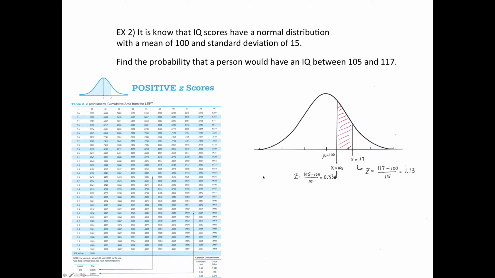So now look up a 0.33. That's a 6293. And then subtract the two answers, and we end up with this small shaded area, which is about 24.2% chance.